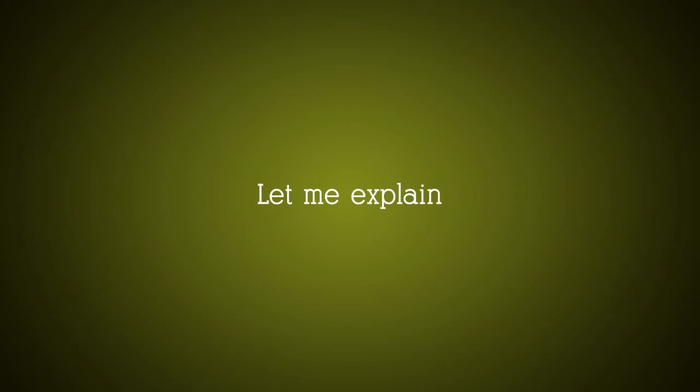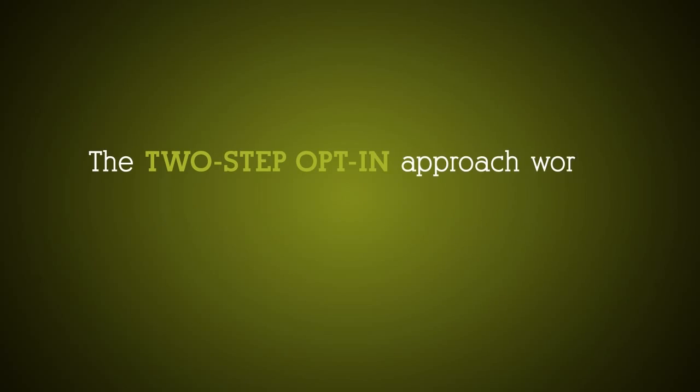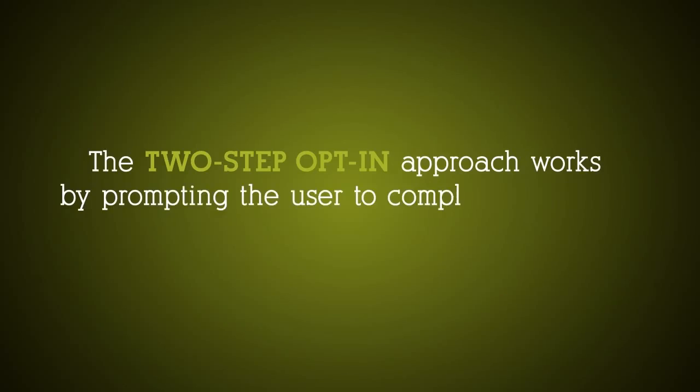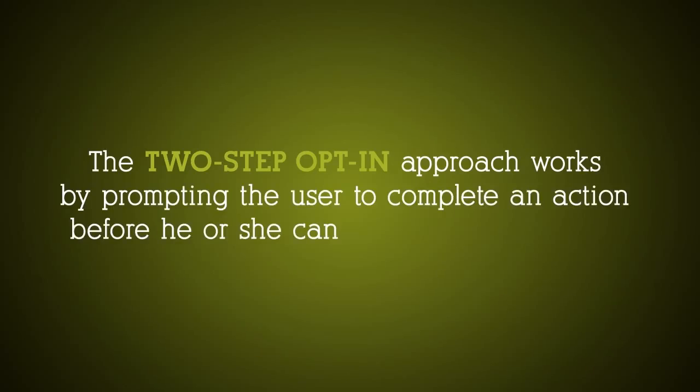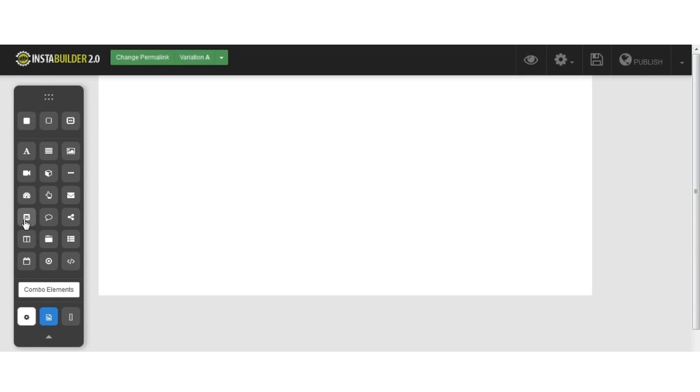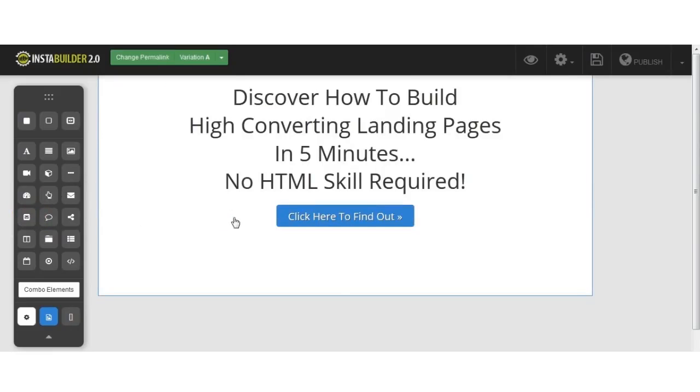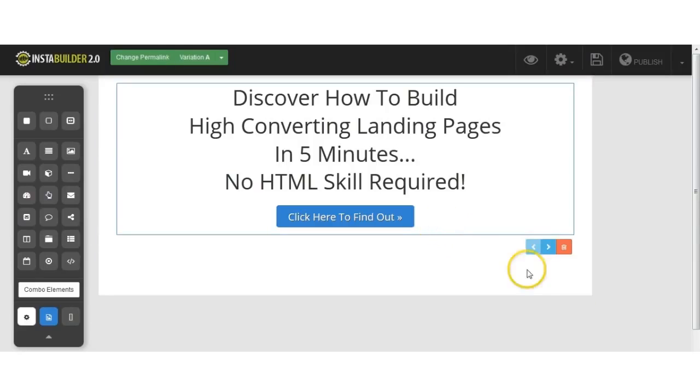Let me explain. The 2-step opt-in approach works by prompting the user to complete an action before he or she can access the opt-in form. This is quite unlike the conventional way where the opt-in form is readily available. Now, it might sound mind-boggling, but this approach has actually helped build better quality leads for marketers.